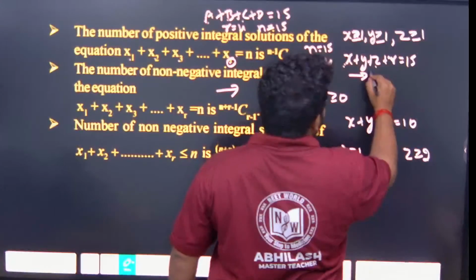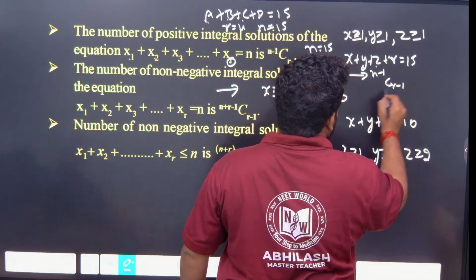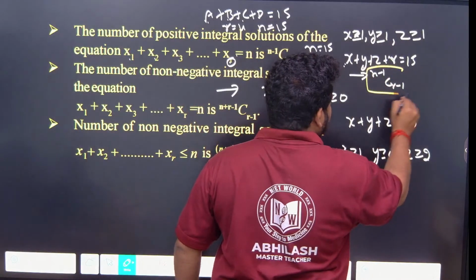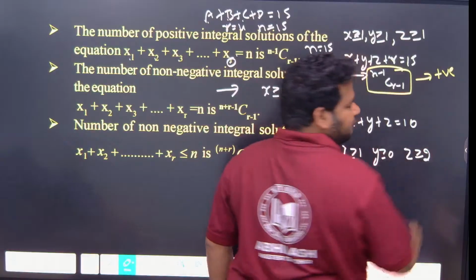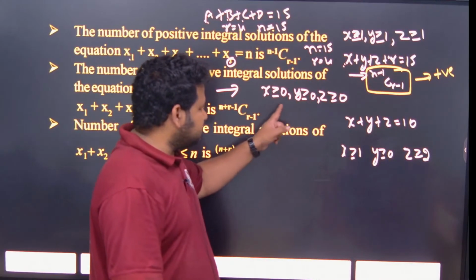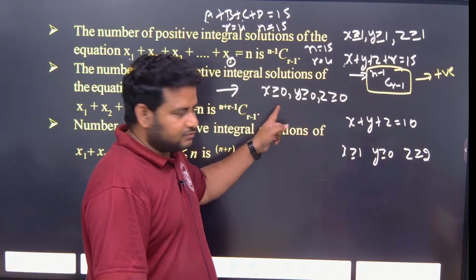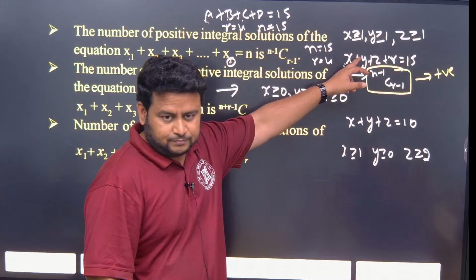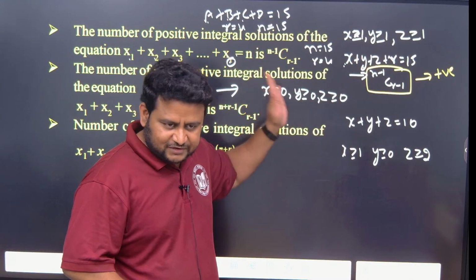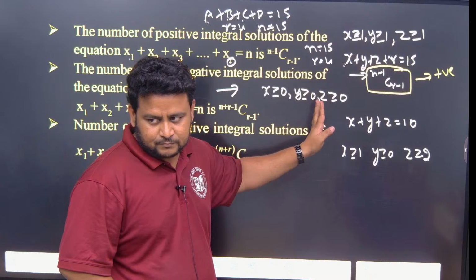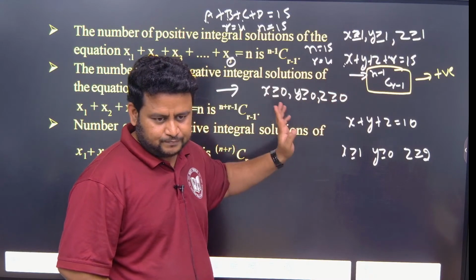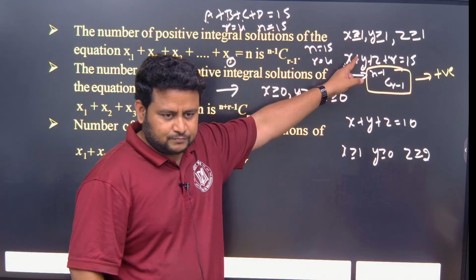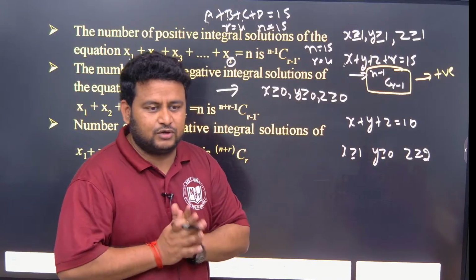When the condition is positive, how do we find the number of positive integral solutions? The formula is n minus 1 C r minus 1. This is the formula you will be using when it is positive, when x is greater than 0. The other case is non-negative. Know the difference. If it is positive, n minus 1 C r minus 1, where n is 15 and r is 4. If it is non-negative, 0 is included.